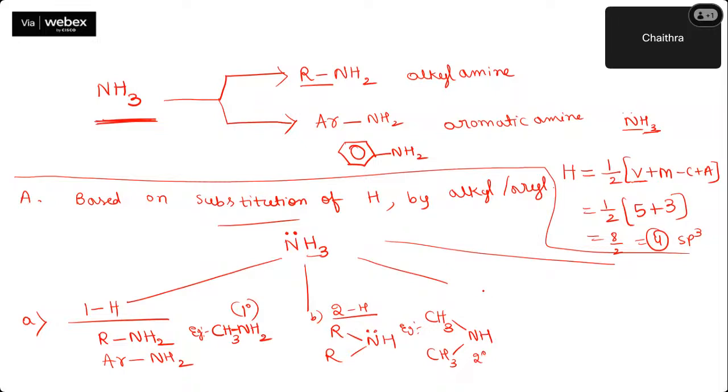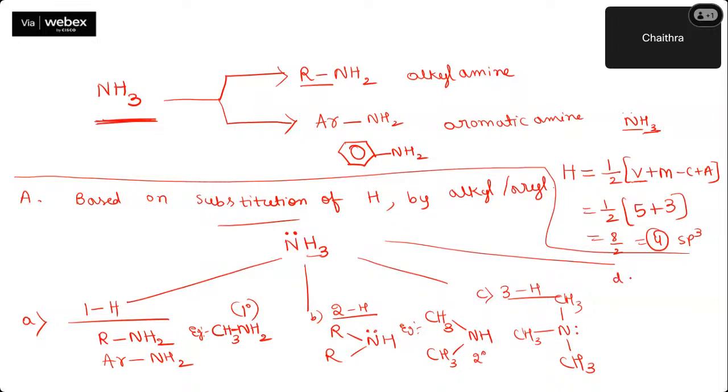Okay. So similarly, third case, I'll replace 3 hydrogen atoms. So I'll get nitrogen, lone pair will be there. So here I'll write CH3, CH3 and CH3, right? So this is an example for what kind of amine? Yes, it is a tertiary amine because nitrogen is directly attached to 3 carbon atoms.